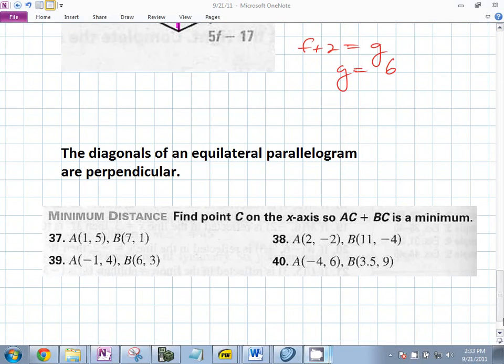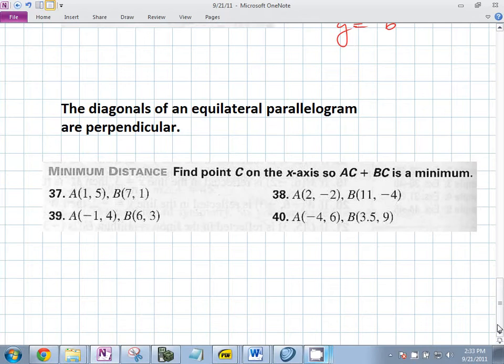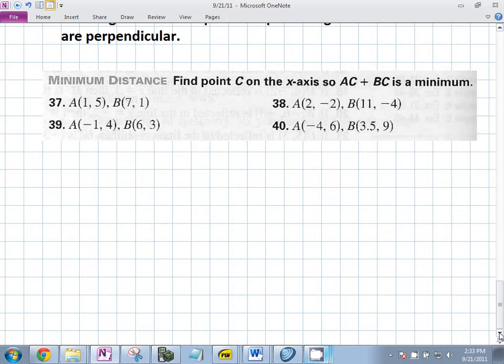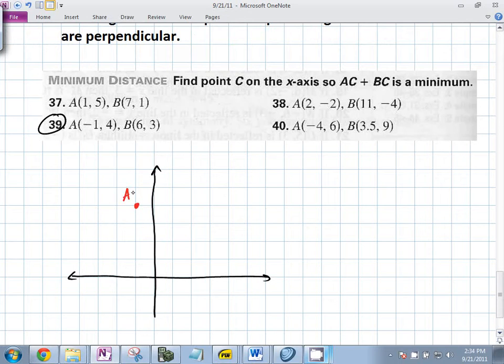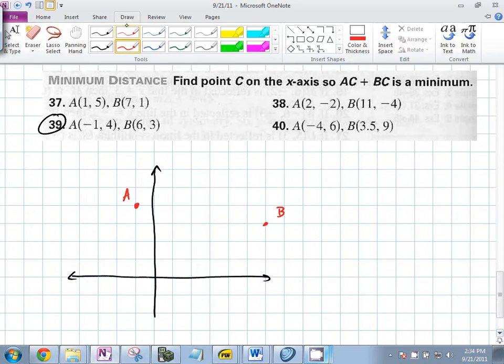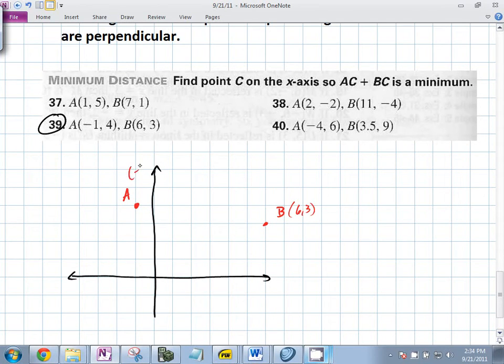Okay, we'll do a couple. 39 says, find a point C on the x-axis so that AC plus BC is a minimum. So what would be a good way to start this question? What should we do first before we do anything? Plot them. Let's plot these points. So we have negative 1, 4, which is going to be right here. There's A. And B is 6, 3. Right there, is that correct? Yeah. 6, 3, and negative 1, 4.